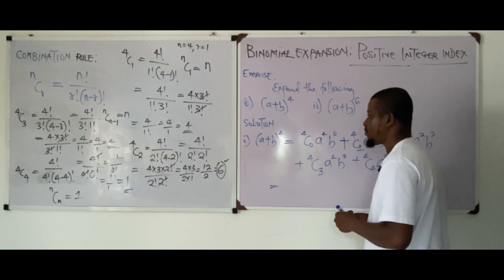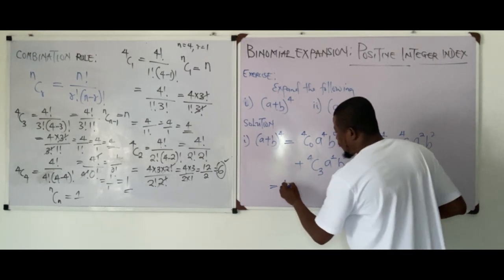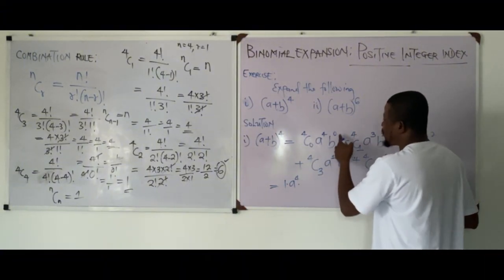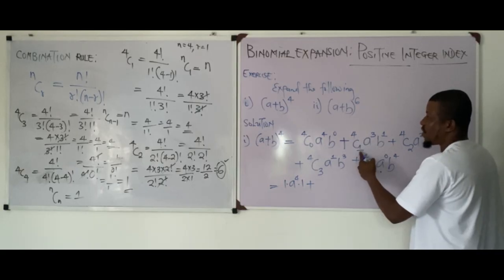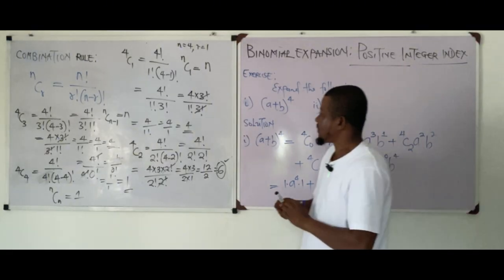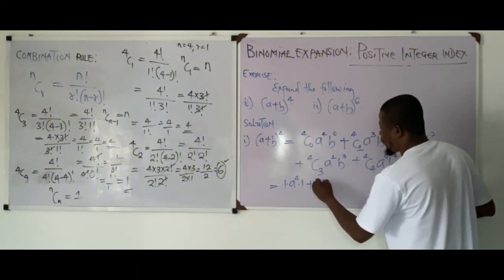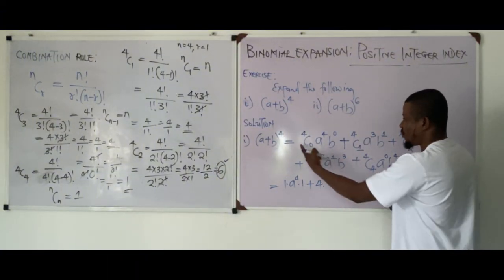We've already done 4 combination 0, and from what we have, 4 combination 0 is 1. We have 1 times a to the power of 4, and b to the power 0 is 1. Plus 4 combination 1, like we did, is 4. So we have 4 here. This dot here means times, so all of these are multiplied.